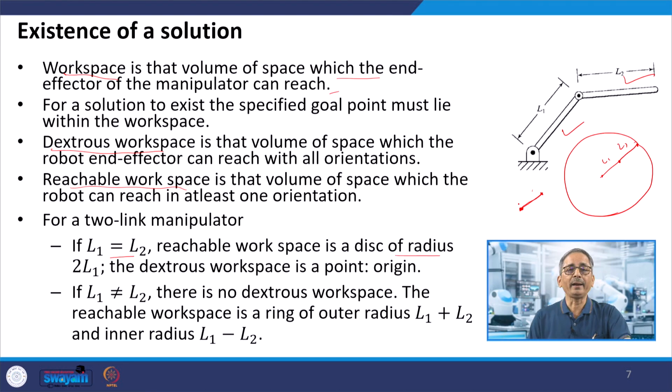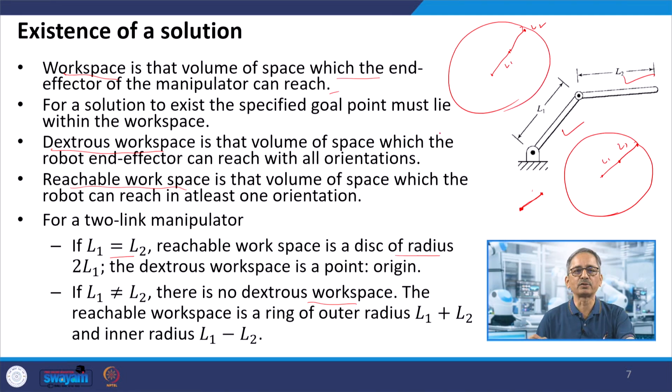And if L1 is not equal to L2, then there is no dexterous workspace. The reachable workspace is just going to be a disk ring of outer radius L1 plus L2 and inner radius L1 minus L2. So, it is going to be something like this, say this is your L1 and this is your L2. This is going to be the outer radius, and when your L2 is in this configuration, so your end effector is over here, this is going to be the inner radius.